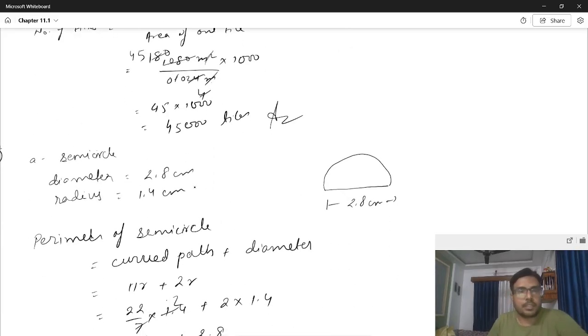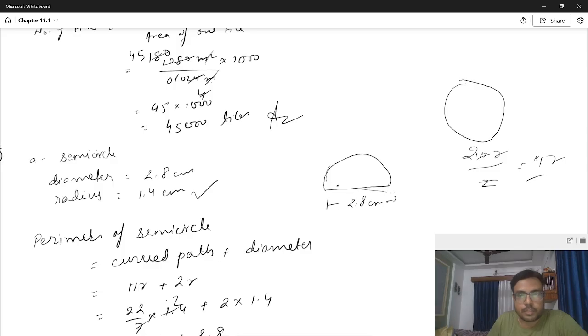Now this is a semicircle. The diameter is 2.8 centimeter. It's given. So its radius will be half of the diameter, 1.4 centimeter. Now the perimeter of the semicircle will be the perimeter of this curved part plus this diameter. We know the perimeter of a circle is 2 pi r. So for a semicircle it will be 2 pi r by 2, only pi r. So the curved part is pi r plus 2r, since the diameter is 2r.